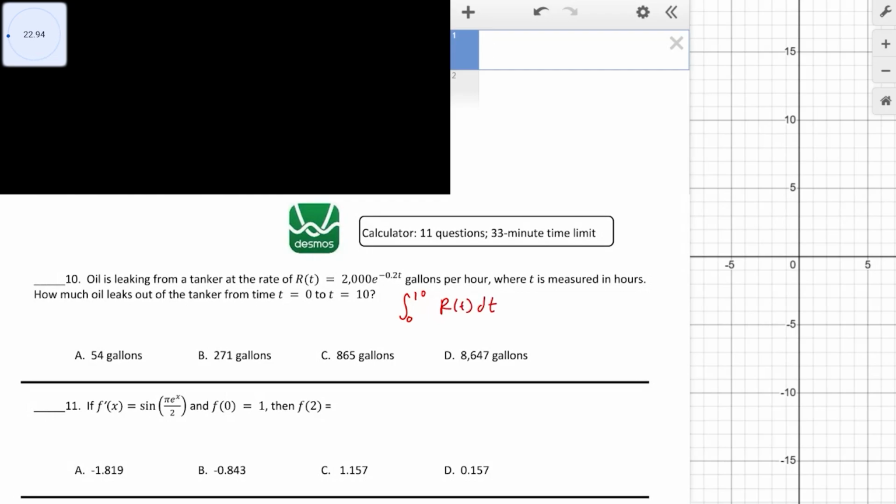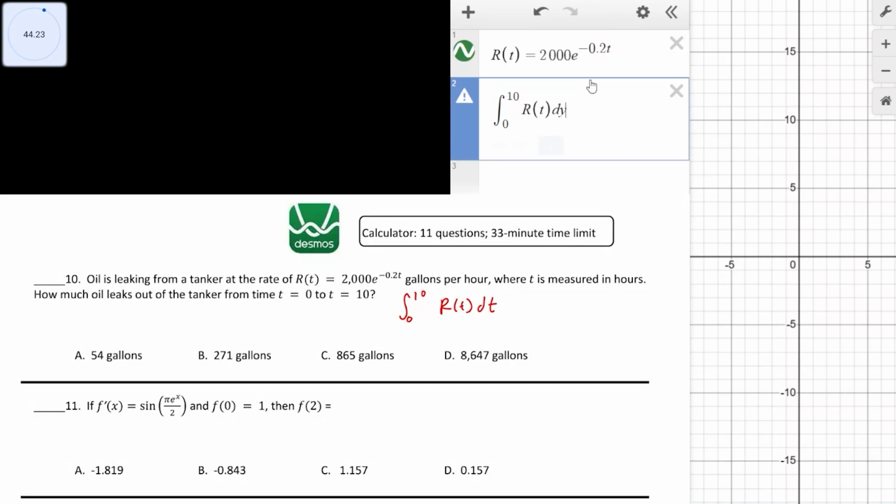So we're just going to type that into Desmos here. R(t) is 2000, and Desmos doesn't like the commas, so we're going to leave that out, times e to the power of -0.2t. And then we're going to find the integral of that function, 0 to 10, R(t) dt. We don't really need the graph here because we're just doing a computation. We have our answer here.